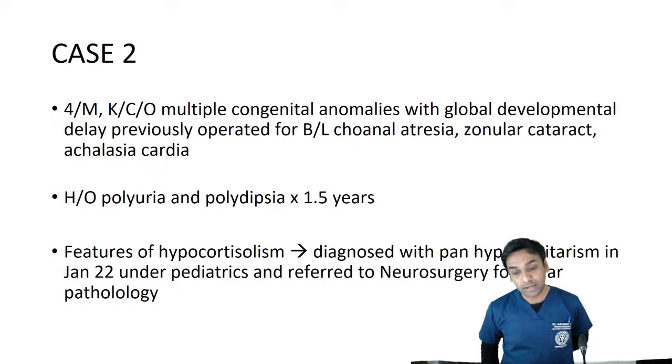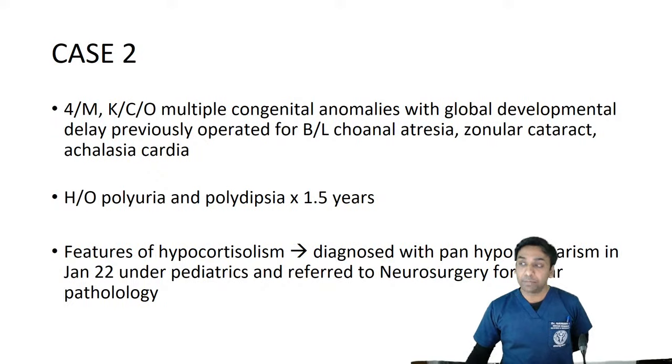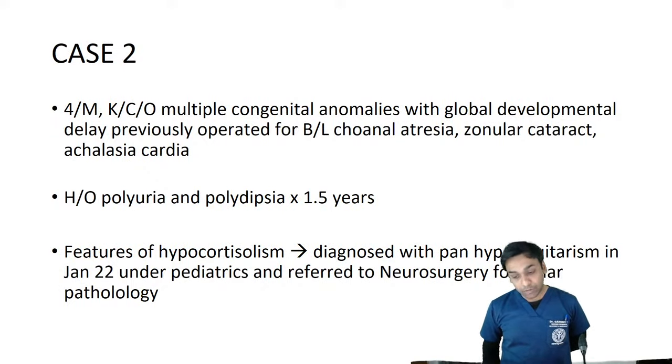And this is the case of a child, a known case of multiple congenital abnormalities with global developmental delay, previously operated for bilateral choanal atresia, zonular cataract, and achalasia cardia. The child was previously getting treatment from pediatrics and pediatric surgery for the same. The child also had features of hypopituitarism, and was diagnosed with panhypopituitarism with features of hypocortisolism when the child presented to the emergency. He was being treated under pediatrics and was referred to neurosurgery for sellar pathology.